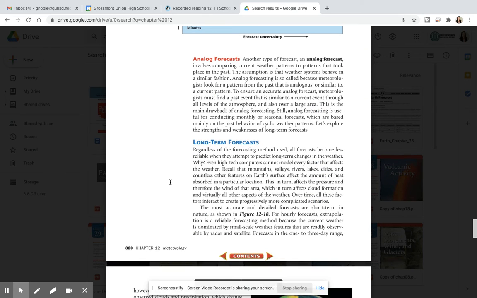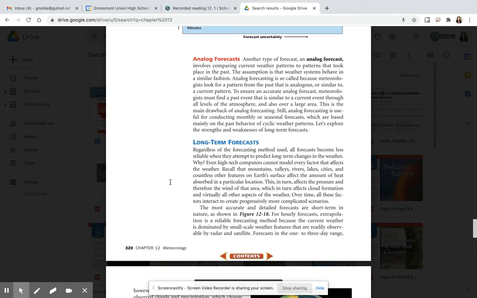Analog forecasts. Another type of forecast, an analog forecast, involves comparing current weather patterns to patterns that took place in the past. The assumption is that weather systems behave in a similar fashion. Analog forecasting is so called because meteorologists look for a pattern from the past that is analogous, or similar, to a current pattern. To ensure an accurate analog forecast, meteorologists must find a past event that is similar to a current event through all levels of the atmosphere and also over a large area.